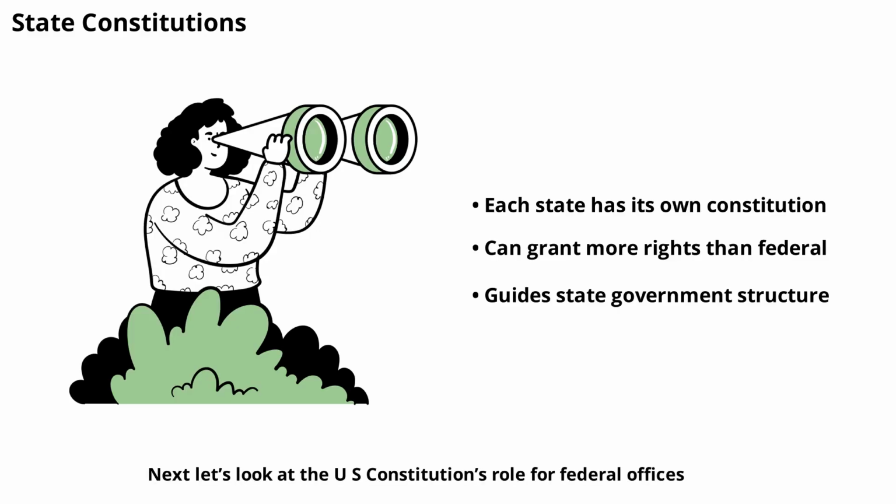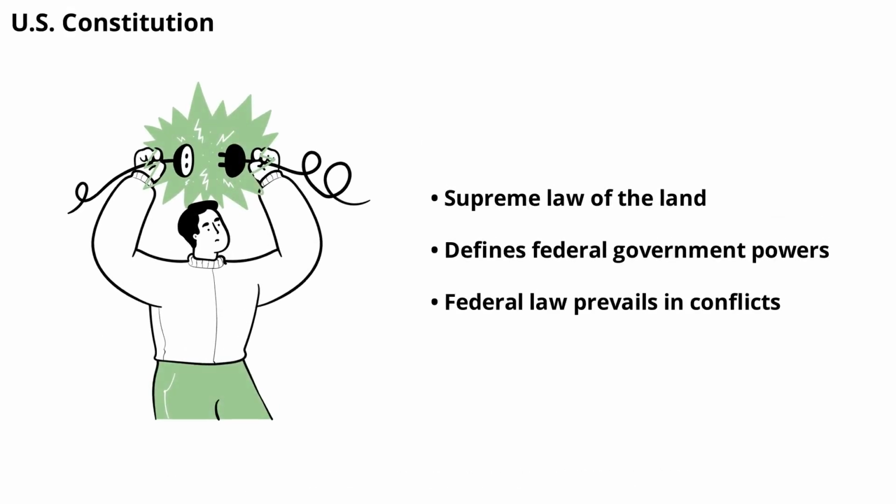Next, let's look at the U.S. Constitution's role for federal offices. The U.S. Constitution is the supreme law of the land. It establishes the structure of the federal government, outlines the powers of each branch, and guarantees basic rights for all Americans. Federal offices must operate within the limits set by the Constitution. When state and federal laws conflict, the Constitution gives federal law the upper hand.